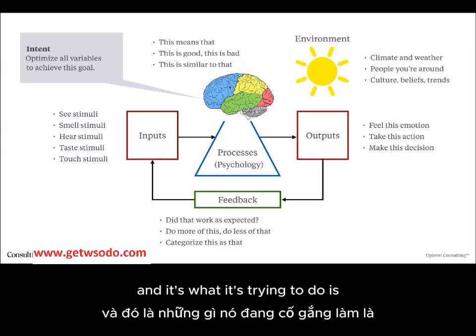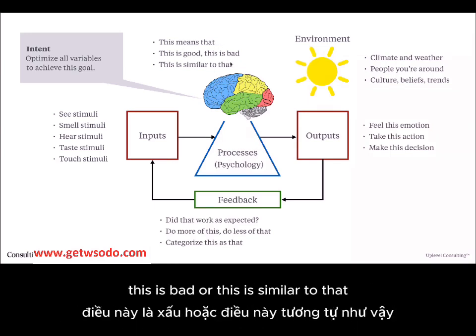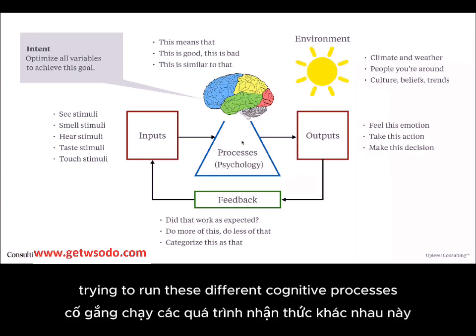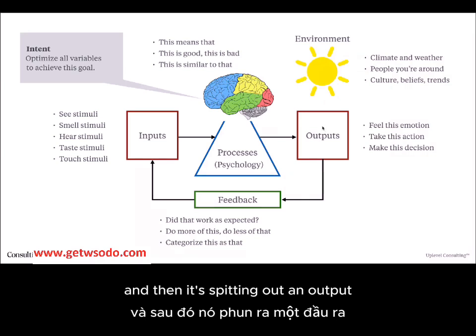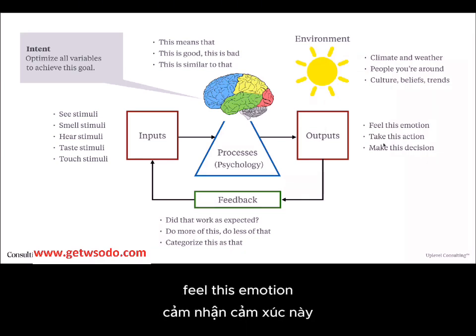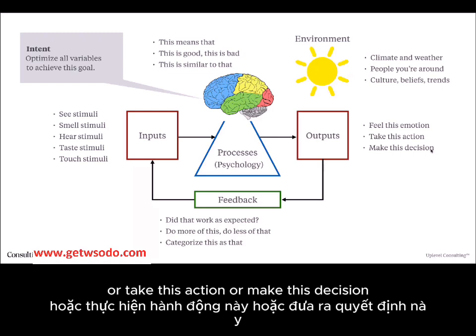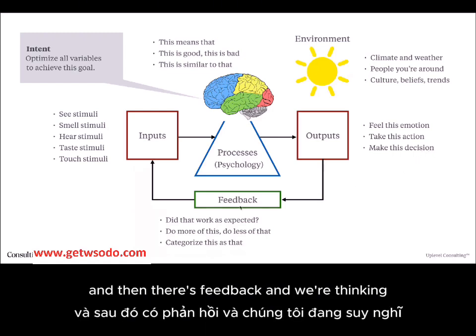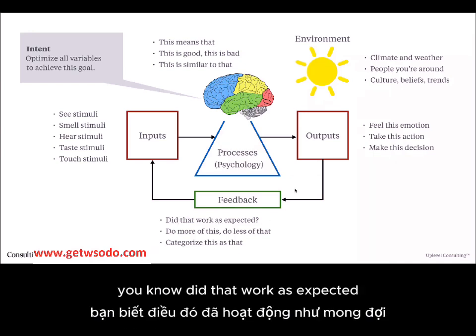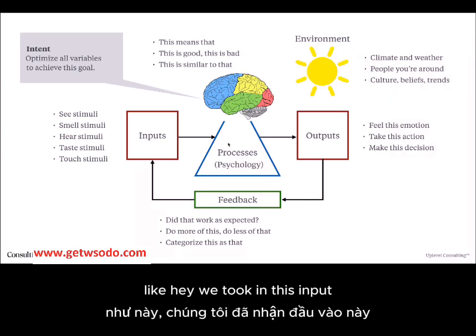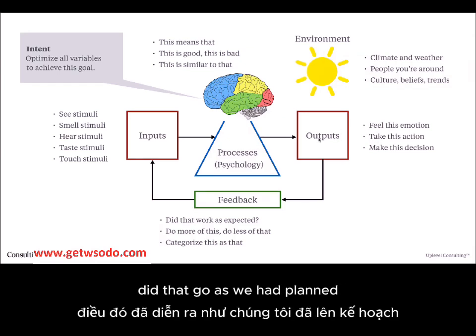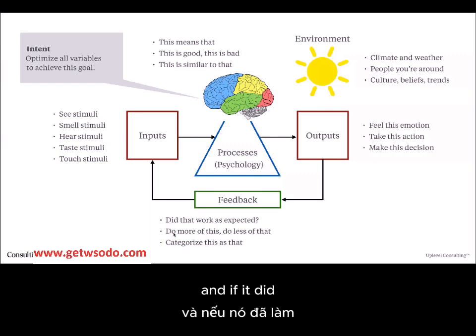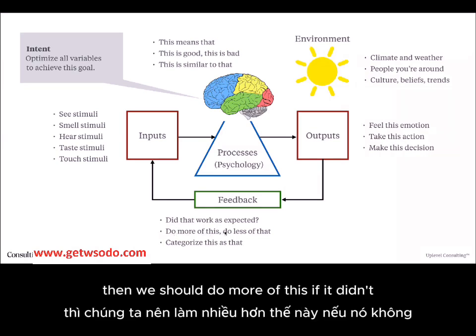And what it's trying to do is, this means that, or this is good, this is bad, or this is similar to that. It's basically trying to run these different cognitive processes. And then it's spitting out an output. And it's saying to feel this emotion, or take this action, or make this decision. And then there's feedback. And we're thinking, did that work as expected? Like, hey, we took in this input, we processed it, we took this output, we took this action. Did that go as we had planned? And if it did, then we should do more of this. If it didn't, let's do less of it.